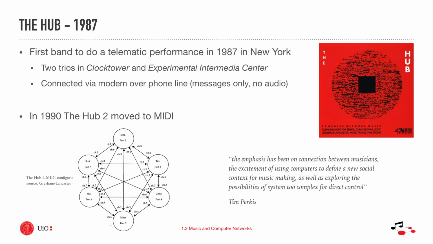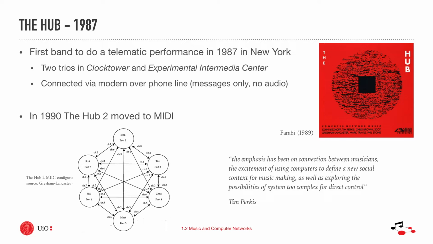In 1986, 3 members of the League founded another group, the Hub, which in 1987 performed the first ever telematic music performance in New York. The performance involved 2 trios, one in the clock tower and the other in the experimental intermedia center.